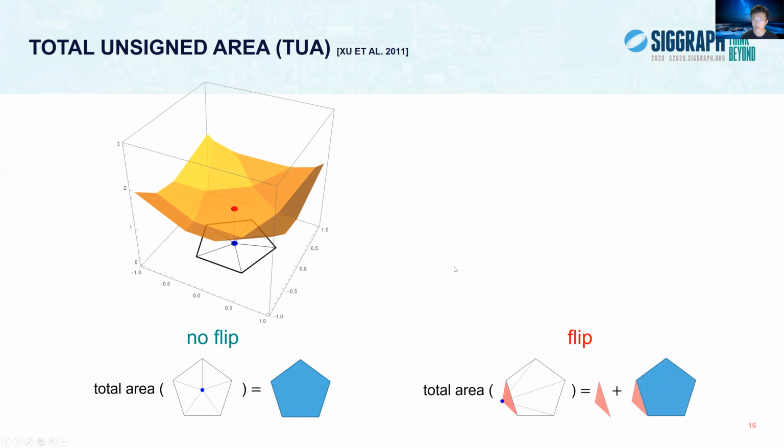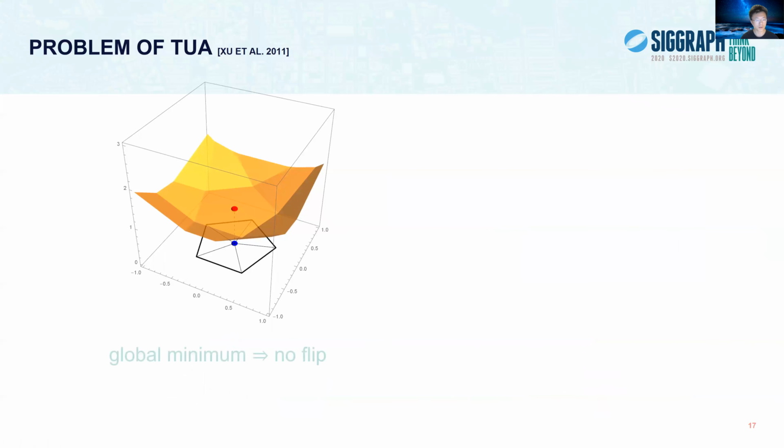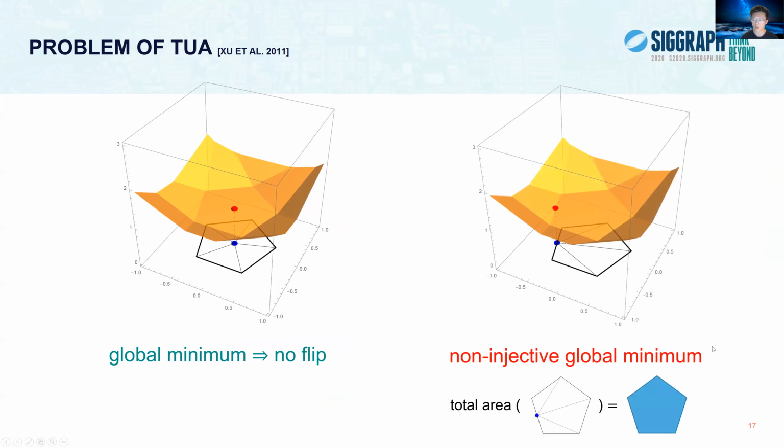However, if there are some flipped elements in the mesh, the total area of triangles will get larger, and the energy will increase. So, in conclusion, the global minimum of TUA energy means there is no flip. However, no flip doesn't necessarily mean the mapping is injective, because there could still be some degenerate triangles.